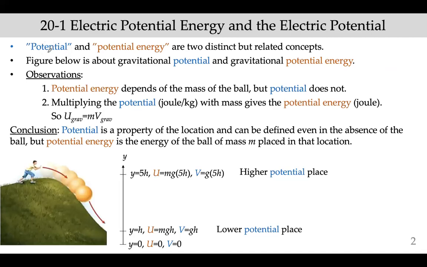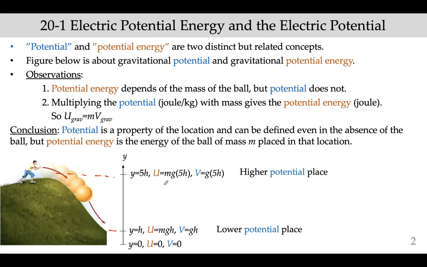The two concepts, potential and potential energy, are two distinct but related concepts. So these are related, but they're actually different. One of them is potential and the other is potential energy. The figure below is about gravitational potential and gravitational potential energy. So as you can see here, let's say this is our coordinate system. This point is 0, this height is h, and this height is 5h.